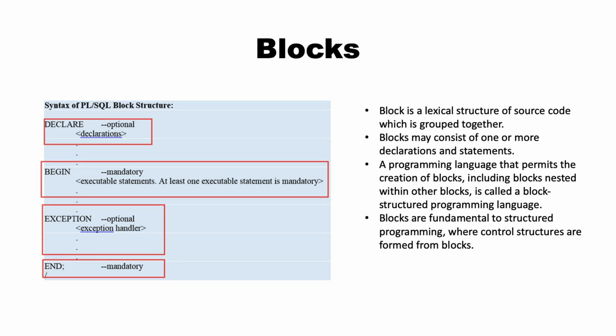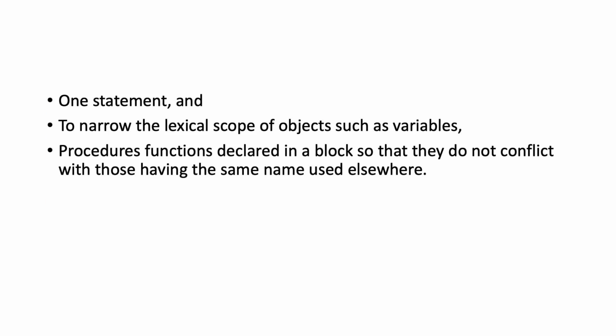A block or code block is a lexical structure of source code which is grouped together. A block may consist of one or more declarations and statements. A programming language that permits the creation of blocks, including blocks nested within other blocks, is called a block structured programming language. Blocks are fundamental to structured programming, where control structures are formed from blocks. The function of a block in programming is to enable groups of statements to be treated as if they were one statement and to narrow the lexical scope of objects such as variables.